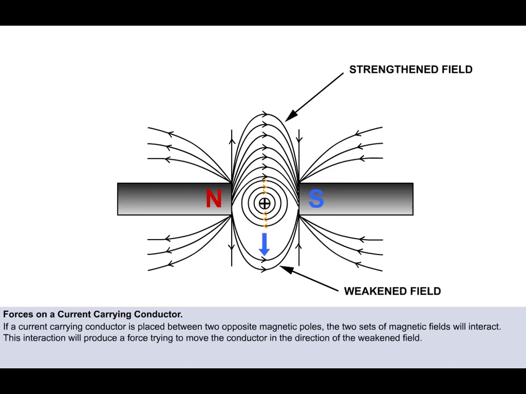This will produce a force trying to move the conductor in the direction of the weakened field. In physics, this force is known as the Lorentz force. The Lorentz force is felt by all charged particles in an electromagnetic field. It acts at 90 degrees, both to the direction of movement of the particles and to the magnetic field. This is the basic principle on which electric motors operate.